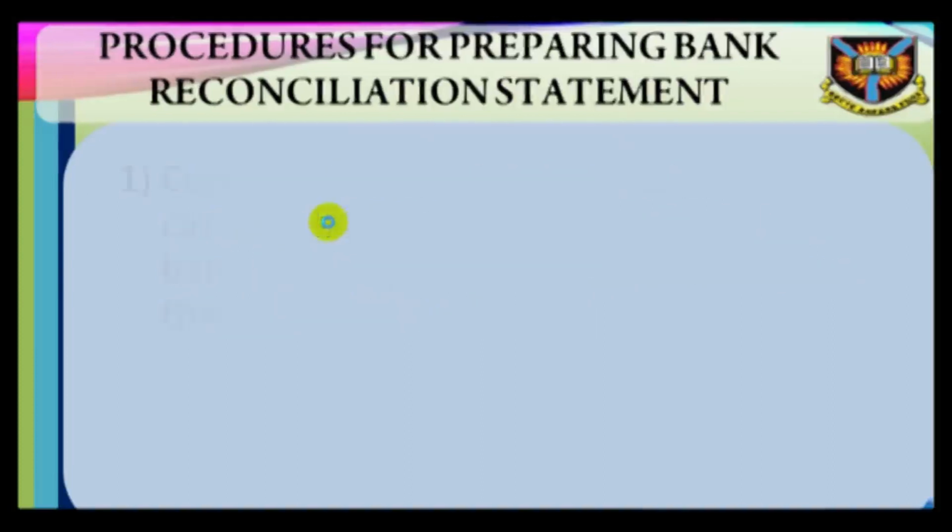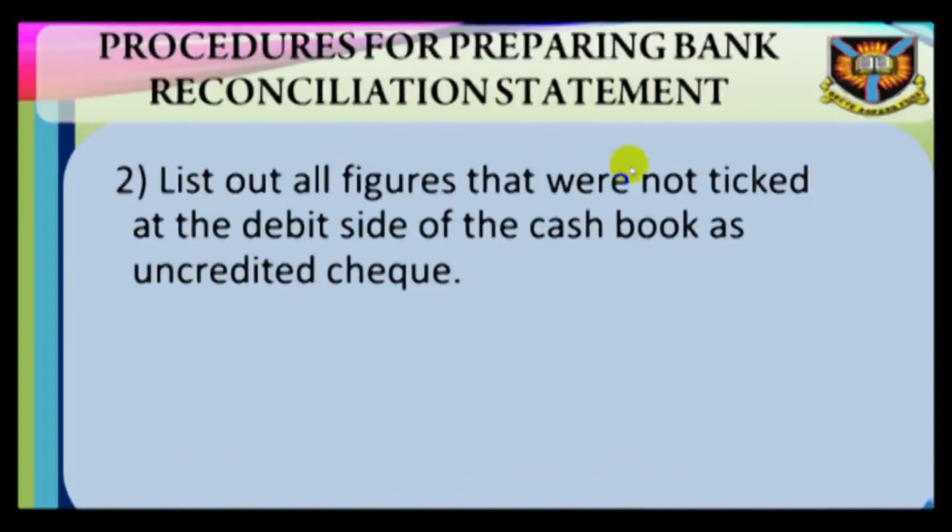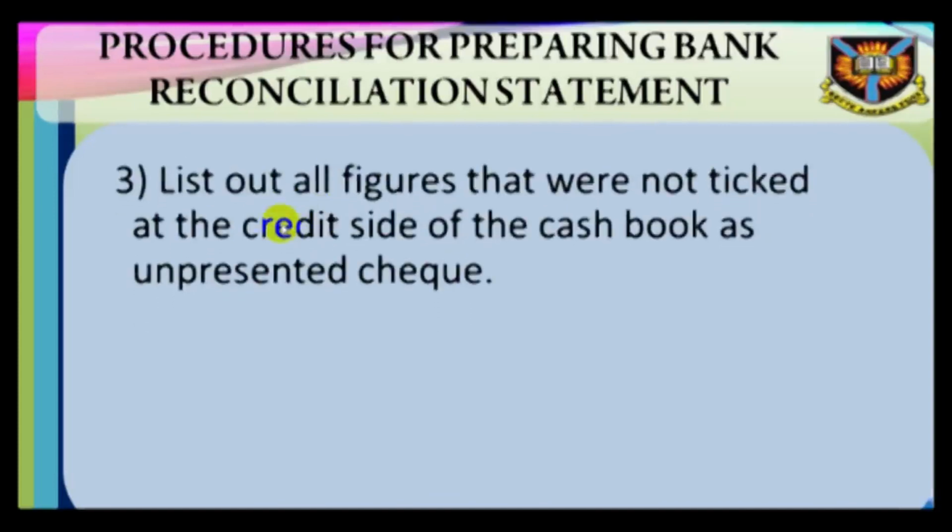2. List out all figures that were not ticked on the debit side of the cash book as uncredited checks. 3. List out all figures that were not ticked on the credit side of the cash book as unpresented checks.